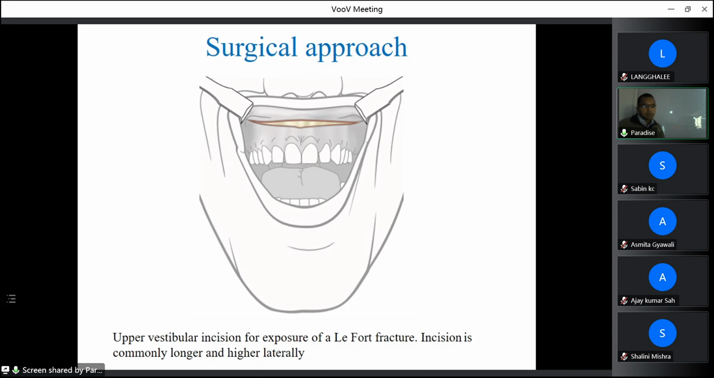You have to address the zygomatic maxillary buttress. If the fractures are present, first you have to reduce the fracture fragment. You have to do IMF. Intermaxillary fixation should be done because the function is most important. You have to bring all the teeth into occlusion. Once the occlusion is established, then you have to fix the fracture fragments.